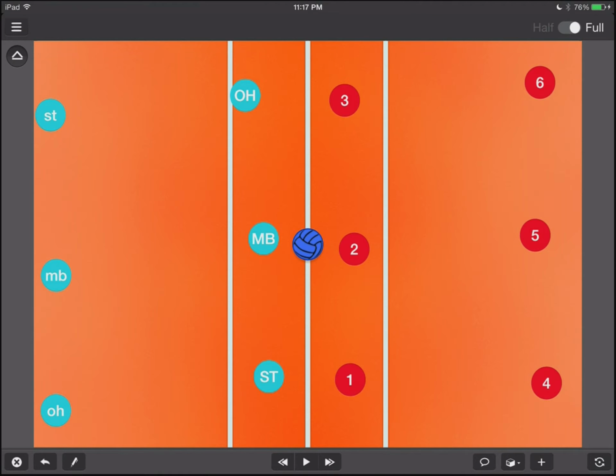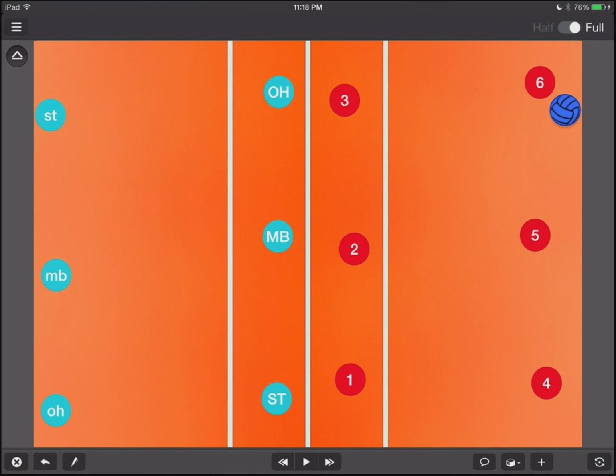The way it's going to work is we'll be serving the ball, and we're going to go ahead, put the setter at the net, and we're going to go ahead, put the middle at the net, and the outside at the net. As the ball travels over, we have everyone in their correct positions, getting ready to start the game.